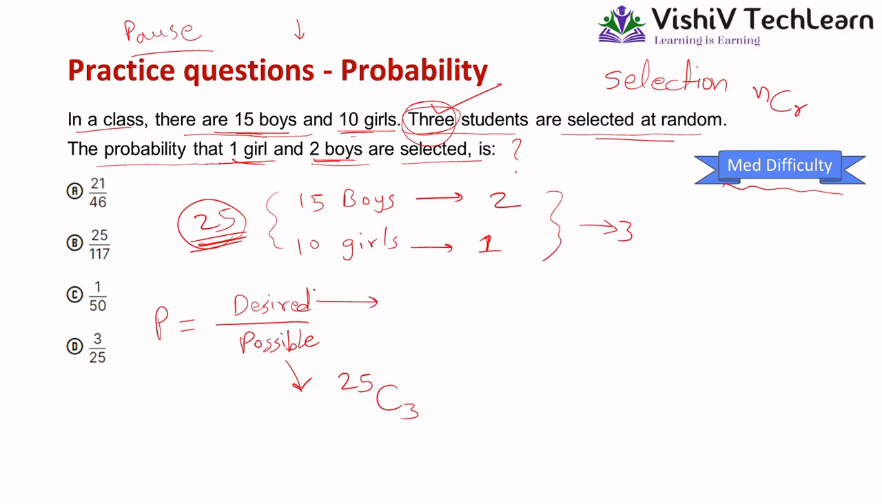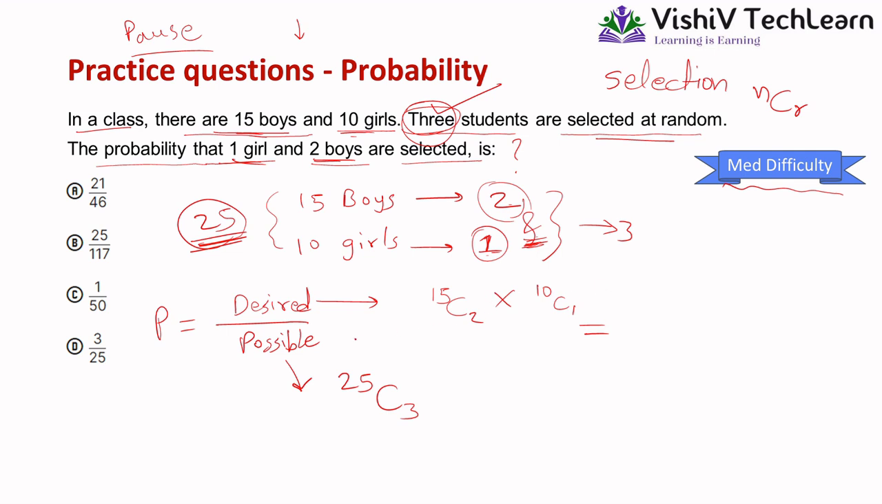Now in case of desired event, here we need 2 boys and 1 girl. So this "and" is very important here. We need 2 boys and 1 girl, and it's not "or", it's "and". So we need 2 boys as well as we need 1 girl. Okay. So desired event, we need 2 boys out of 15. So it can be done in these many ways. 15C2, and "and" is there, so multiplication we need to take, and 1 girl we have to select. So it can be done in 10C1 ways. And then we can start calculating it. Correct. So let's write it down.